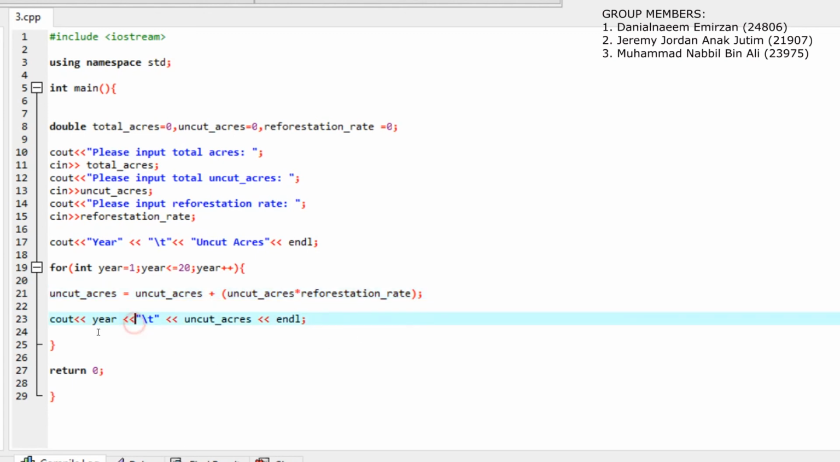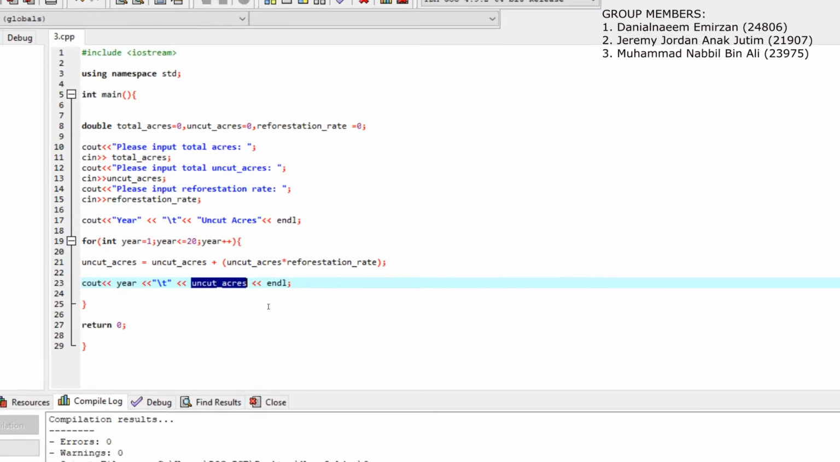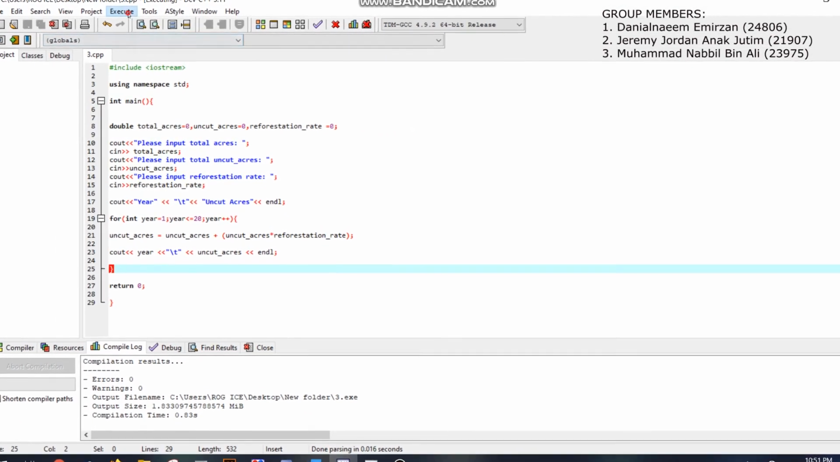So the output will be cout. This is the year such as 1, 2, 3 until 20, and then this is the \t, which is the format for space or table inside the program. Later I will show you. This is the new uncut areas after each year. So we will show you how the program looks like.